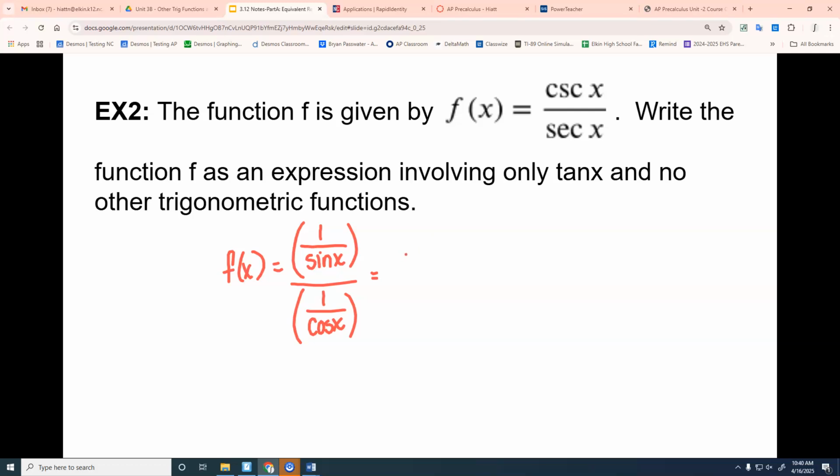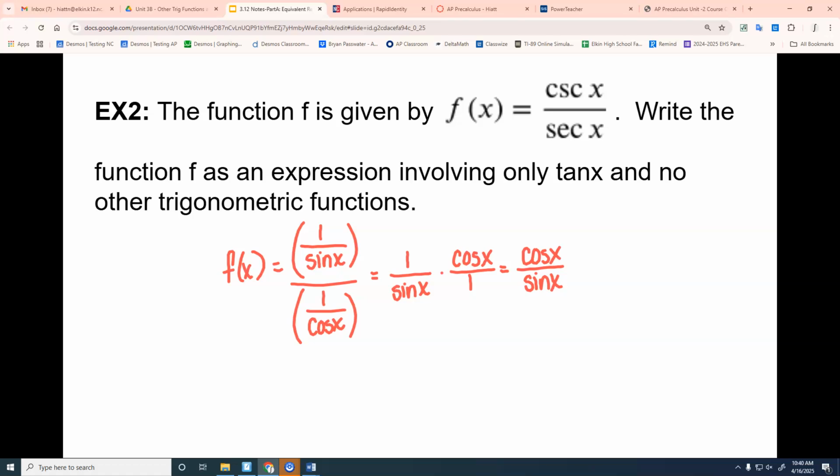Flip the second and multiply. Dividing fractions, it's easy as pie. Flip the second and multiply. So we got cosine x over 1. And so that is going to give us cosine x over sine x.